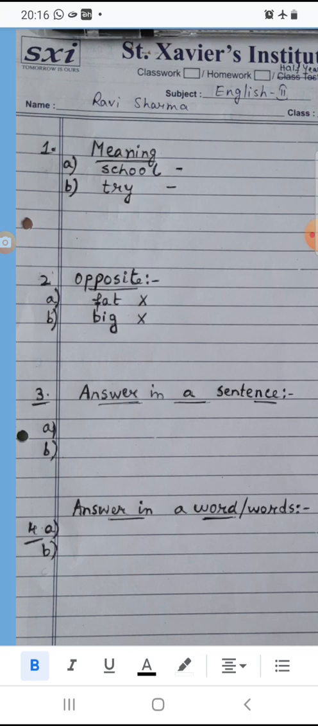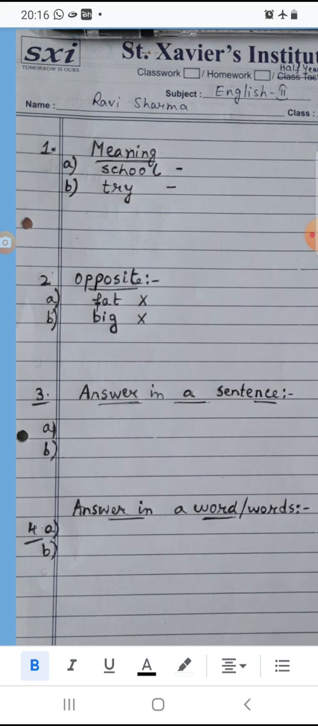But for other subjects, EV, SST, Science, English 1, please write the question number, copy the heading, and simply write the answer.